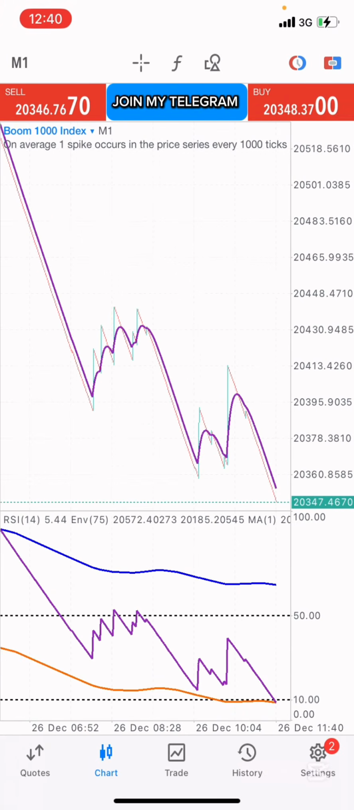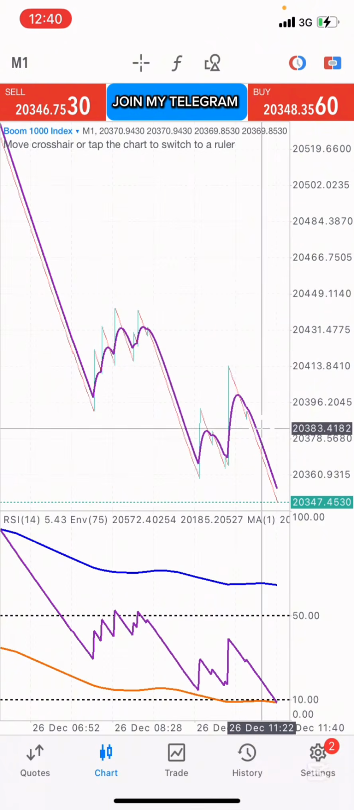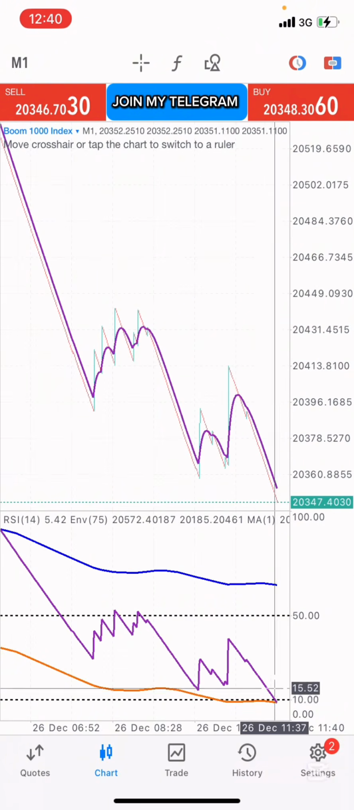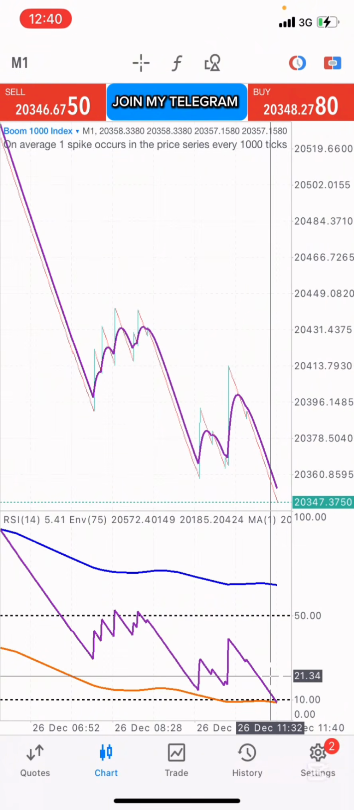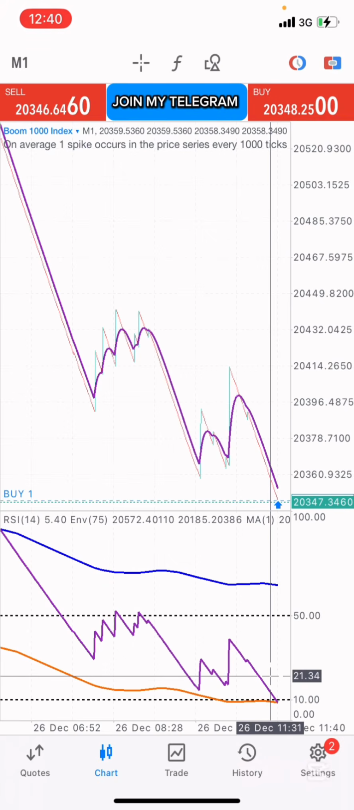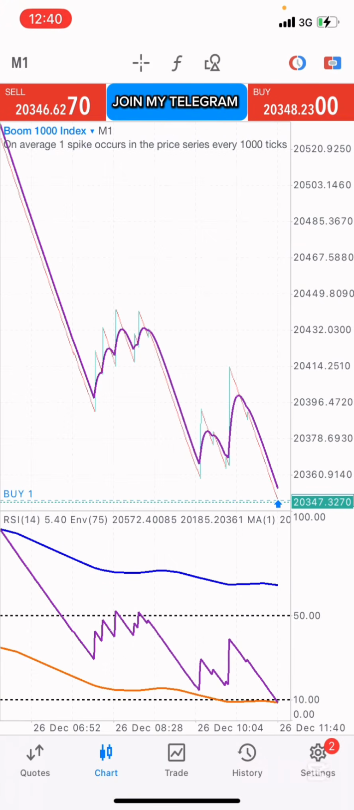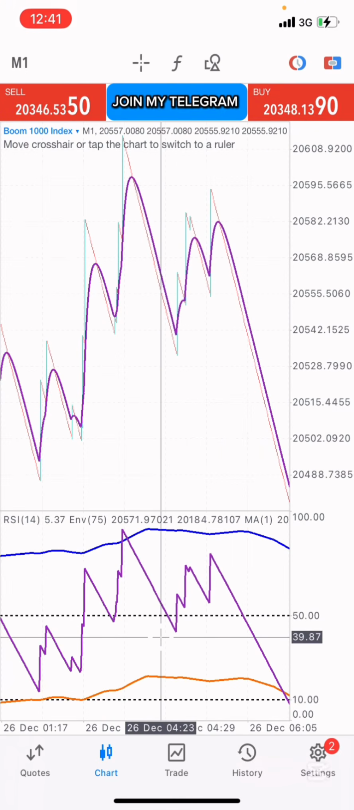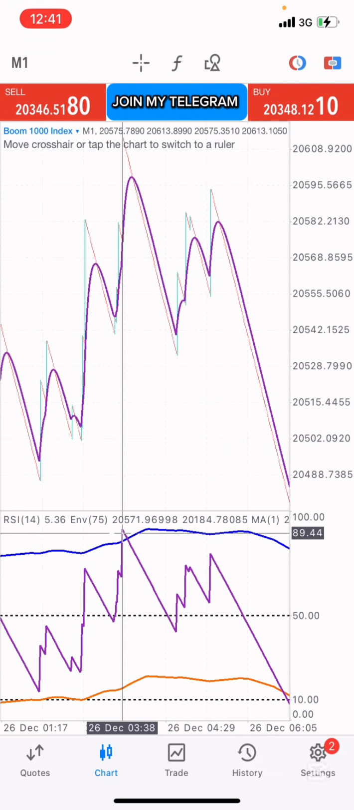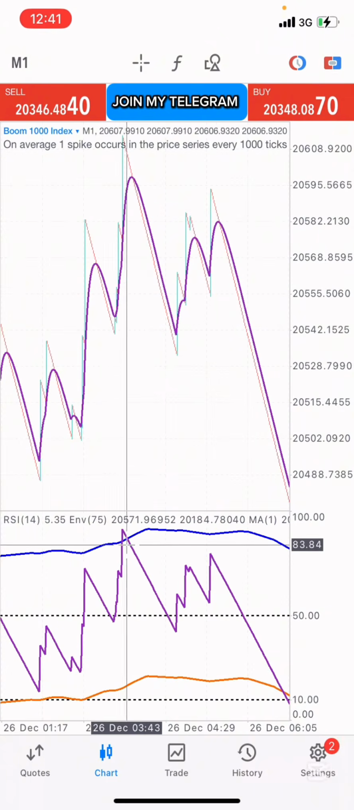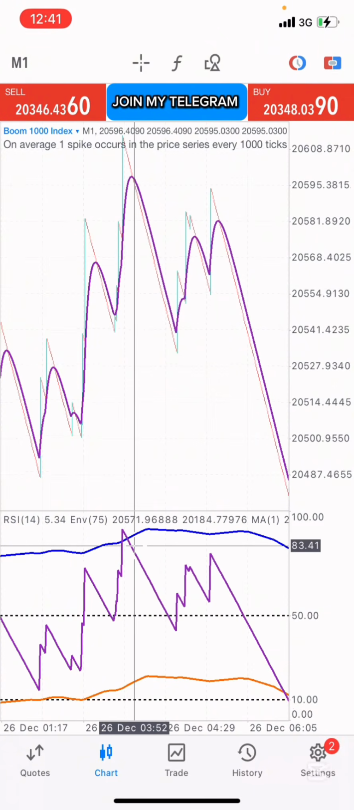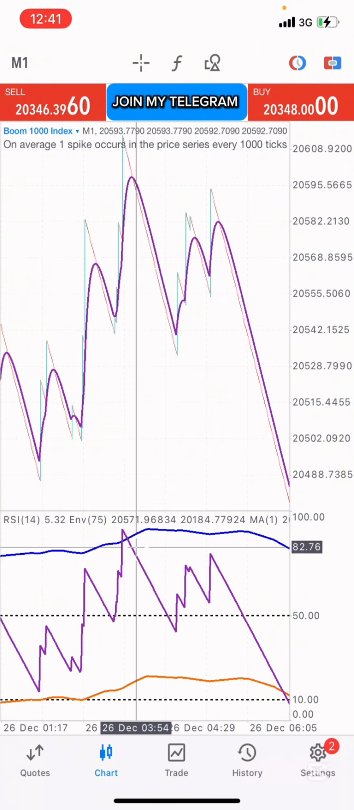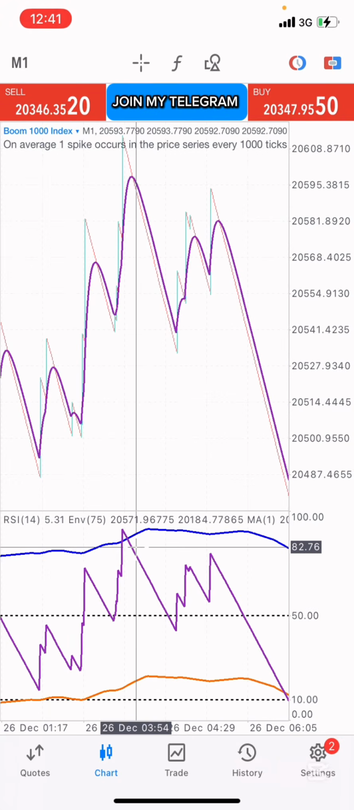Okay, now at this very point, you can see that we're expecting this market to buy. I'm going to place a buy at that very point. Okay, we're expecting that spike to come into this market. Then at this point here, immediately it crosses above the upper band, you place your sell. Take 5 candlesticks, 5 to 10, but I'm going to take 5.